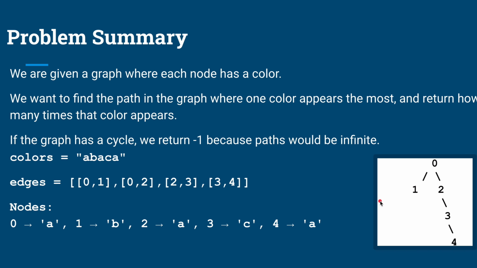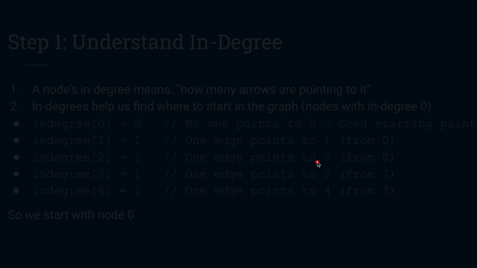So it's time to understand the code, right? Before that, the summary is that we are given a graph where each node has a color, and we want to find the path in the graph where one color appears the most, and we have to return how many times that color appears. If the graph has a cycle, we will return -1, because the path would be infinite. So the colors and edges we have been given, the nodes will be mapped like 0A, 1B, 2A, 3C, 4A, right?